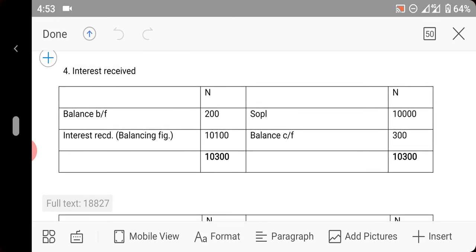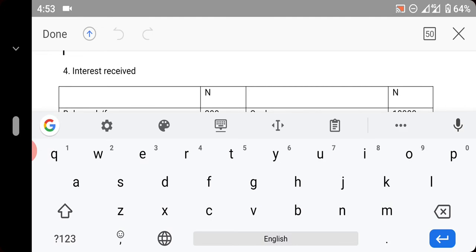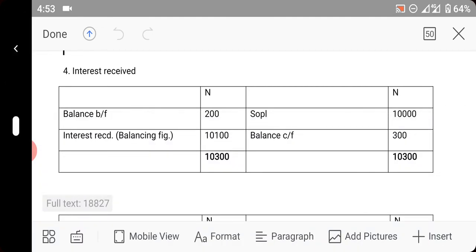So we move to interest received. Interest received is an asset. Being an asset, it means it's going to have a debit balance. Since it will have a debit balance, what do you do then? The balance brought forward will be at the debit side, and the balance carried forward will be at the credit side. You can see it here. This is the balance brought forward, and this is the balance carried forward.